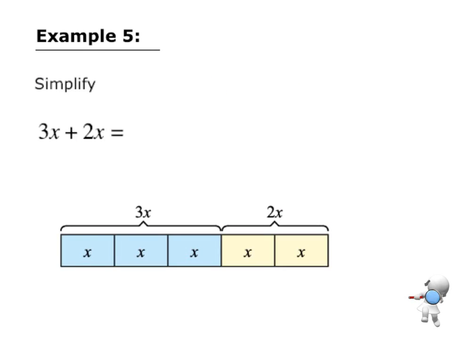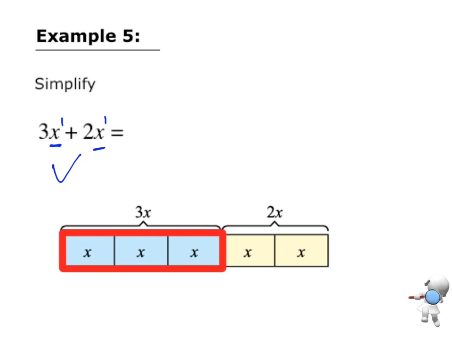These two here, 3x plus 2x. The first question we have is, are these like terms? This is x to the power of 1, this is x to the power of 1, so they are like terms. And so we can see on the diagram below, if I'm adding 3 lots of x's plus another 2 lots of x's, overall that's going to give me 5 lots of x.